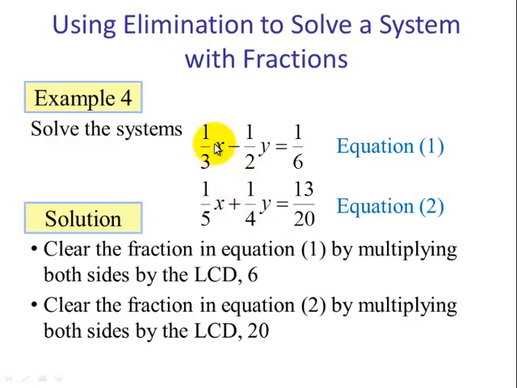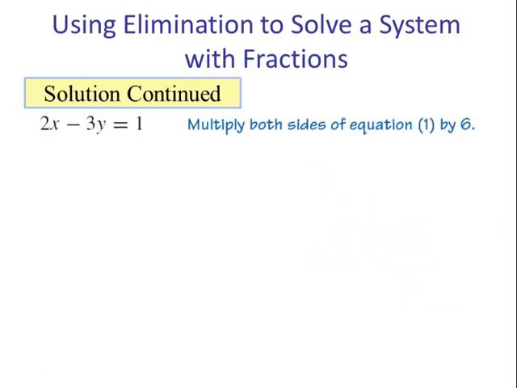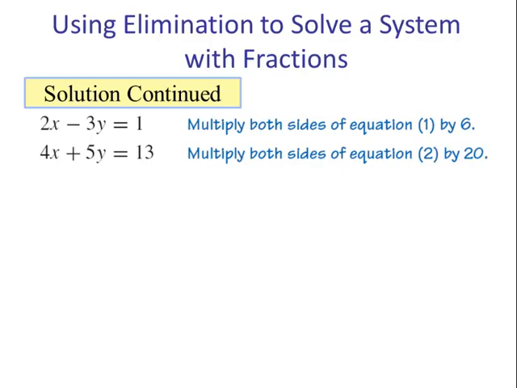We have to be sure that we multiply every single term in the first equation by 6 and every single term in the second equation by 20. So for the first equation, we have 2x minus 3y equals 1, and for the second equation we have 4x plus 5y equals 13. The fractions are eliminated. Now, because the x's, the y's, the equal sign, and the constant numbers all line up, elimination would be the easiest way to solve this system.